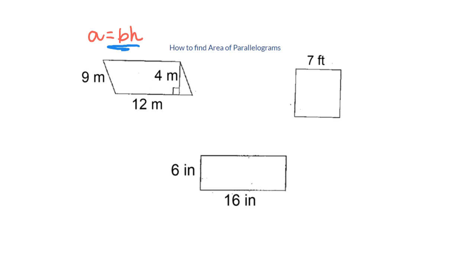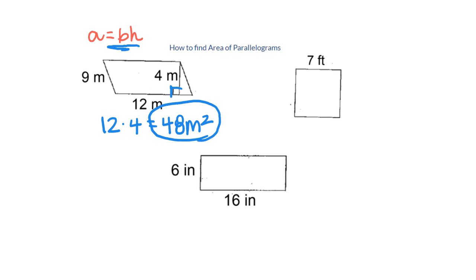In this first example, just like to find area with triangles, we would look for the right angle symbol. That always touches the base and the height. My base is 12, my height is 4. So 12 times 4 gives me my area of 48 meters squared.